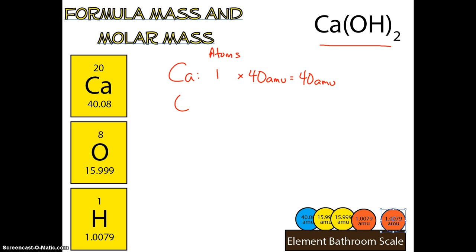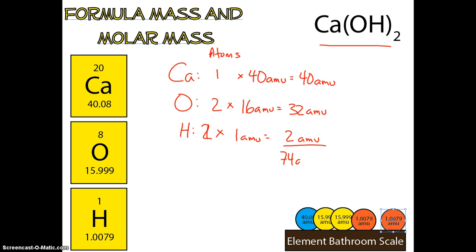We also have 2 oxygen atoms, each weighing 16 AMUs, giving a total of 32 AMUs worth of mass to the formula. And hydrogen, there are 2 of them, each weighing 1 AMU, giving us a total of 2 AMUs. Now if we take this total mass of the formula, this would give us 74 AMUs. And that would be the weight of 1 of these particles.